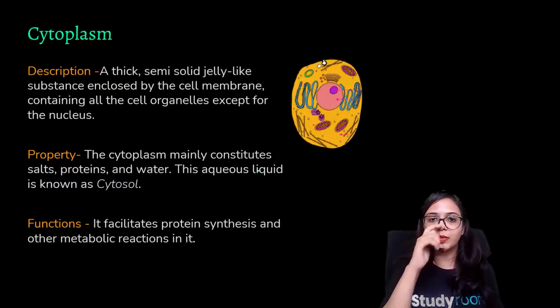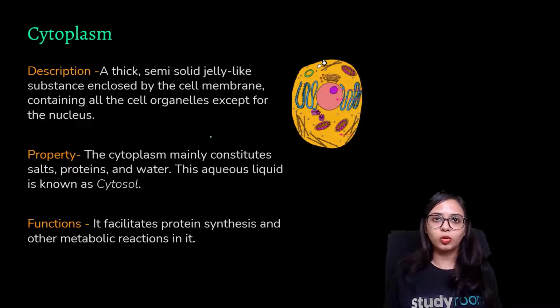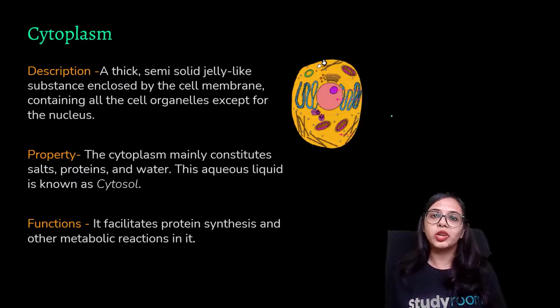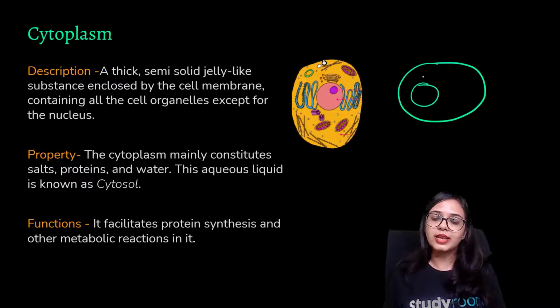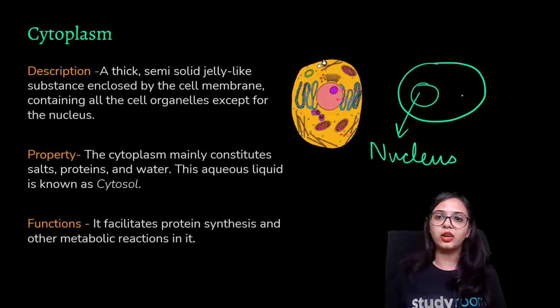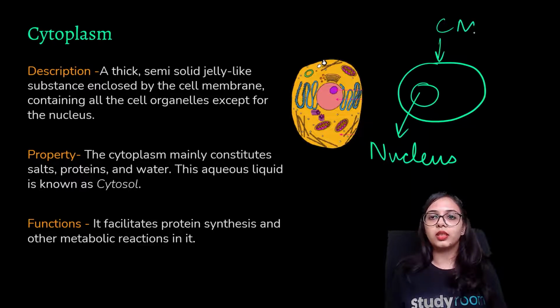Cytoplasm is a thick, semi-solid, jelly-like substance enclosed by the cell membrane, containing all the cell organelles except for the nucleus. Okay. So in the cytoplasm, that fluid or matrix or even solid jelly-like structure, all the cell organelles are embedded. They exist inside the cytoplasm, and all the cell components, except for the nucleus, that are enclosed inside of the cell membrane are present in that cytoplasm.